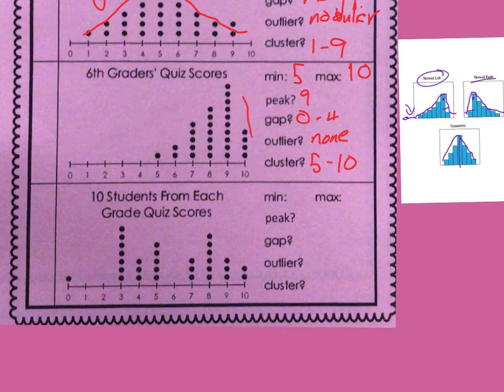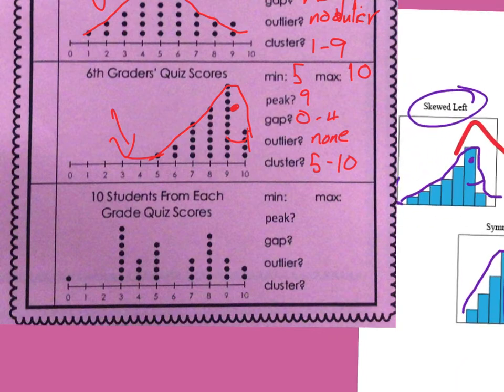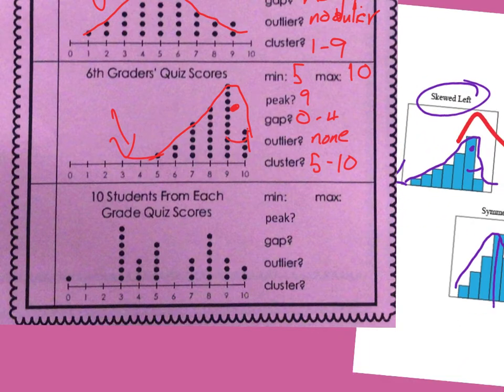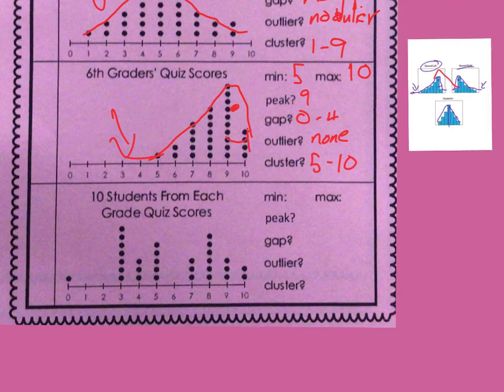Again, if we trace this thing, our monster guy, or whatever you want to call it, where would his tail be? His tail would be over here. So this would be, let's zoom in, skewed left. So there it is. So I'll write that down on here. So this is skewed left.